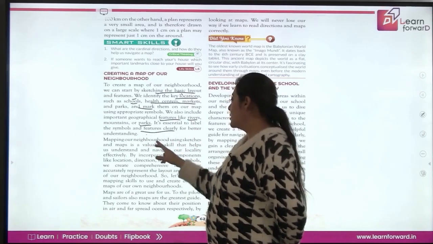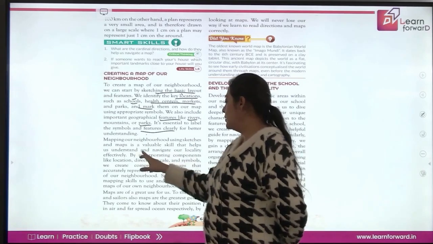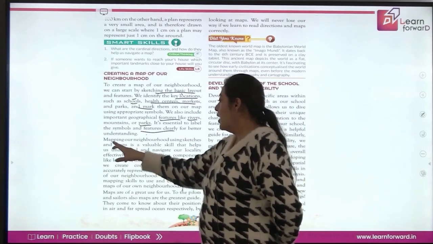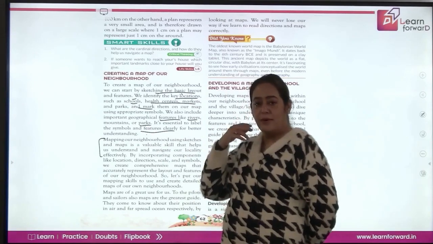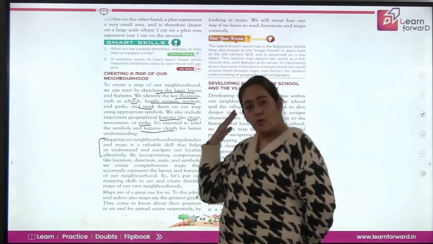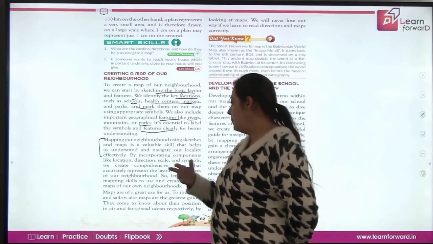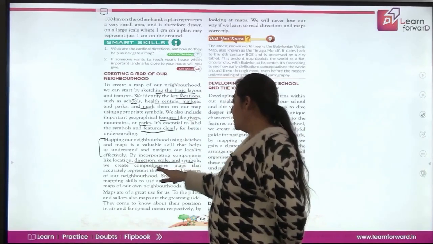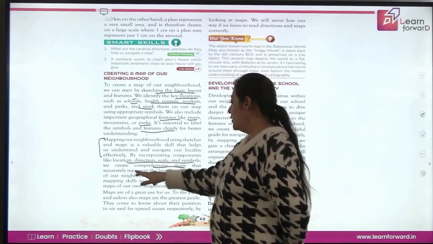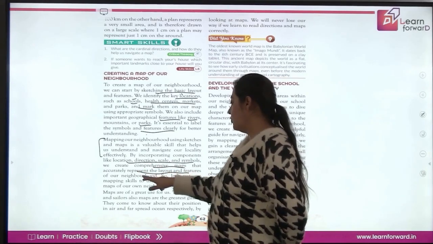Mapping a neighborhood using sketches and maps is a valuable skill that helps us understand and navigate a locality effectively. अगर आपने अपना मैप बना लिया, please do it right away. You know, once you're done with the session, make a map and find out all the locations. Just create a map. By incorporating these components like location, direction, scale, and symbols, we create comprehensive maps that accurately represent the layout and features of a neighborhood.